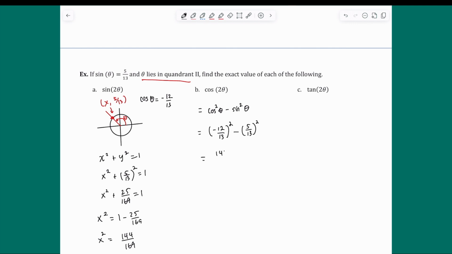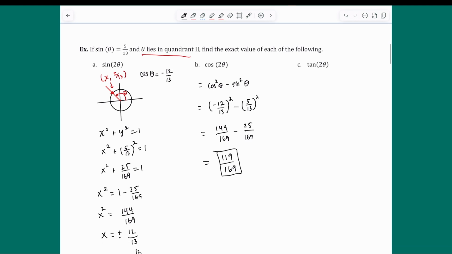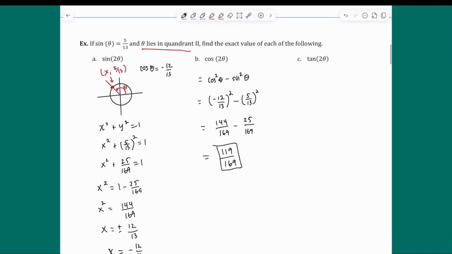So we get 144/169 minus 25/169. Subtracting that gives us 119/169. So the cosine of 2 theta is 119/169. Now we could find tangent of 2 theta. But before we find tangent of 2 theta, we probably want to find tangent of theta.